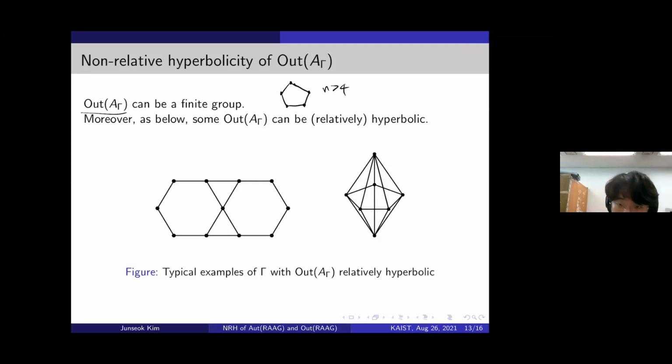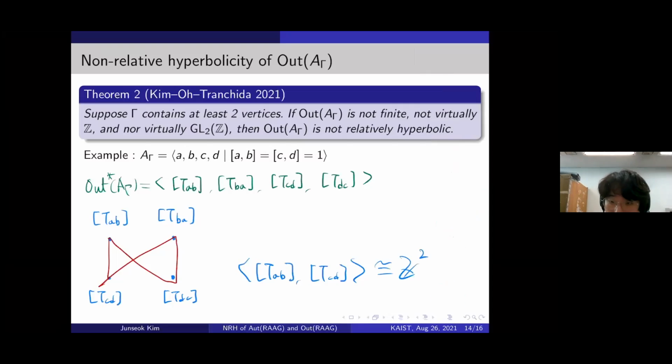Or there are some cases where Out star, which is the quotient image of the star, is just Z, and in this case, Out star is isomorphic to GL_2(Z). Actually, since finite groups and Z and GL_2(Z) are hyperbolic, these are some kind of exceptional cases. But it's really lucky that these are the only exceptional cases. Here's the theorem related to that. If the graph has at least 2 vertices, and except for the cases that I mentioned above, then Out A_Γ is not relatively hyperbolic.